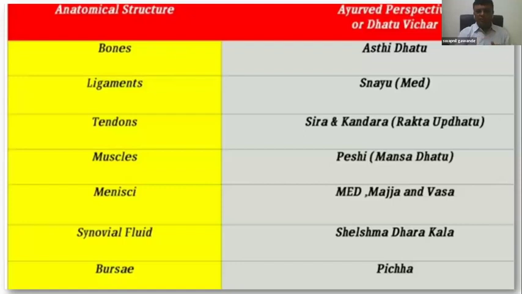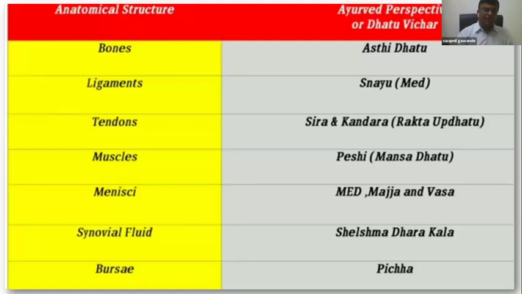Okay, so this is all about the modern anatomy which we have seen, but how can we relate it? As we are saying that we are Ayurveda practitioners, and this is an Ayurveda ortho segment, we can integrate or synchronize this with the Ayurveda dhatu vichar. Like bones obviously are the asthi dhatu, ligaments obviously are the upadhatu of meda, that is snayu. Then tendons, that is Shira and Kandara, are the upadhatu of the Rakta dhatu.